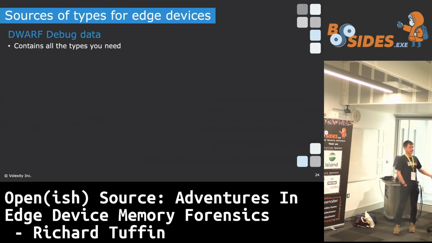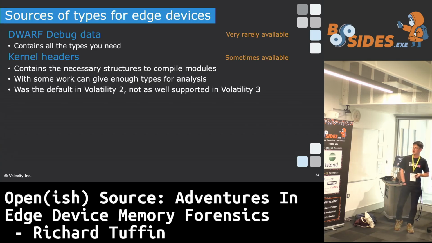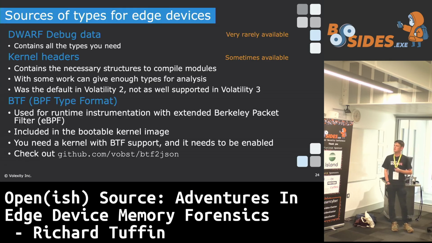Okay, so that's symbols. I can find out where things are. Types. How do I find what everything is? Well, if I've got DWARF debug data, I'm good, but we've said we don't often get that. That sucks. If you have the kernel headers you need to compile kernel modules, then that can be helpful. It contains a lot of the types you want, and it was the default for the old Volatility 2 framework, but quite a lot's missing, and it's quite tricky to do. They're also not often available for edge devices, although sometimes you can get them from the source code, which I'll talk about a bit more later. I don't really like working with these. It's my method of last resort.